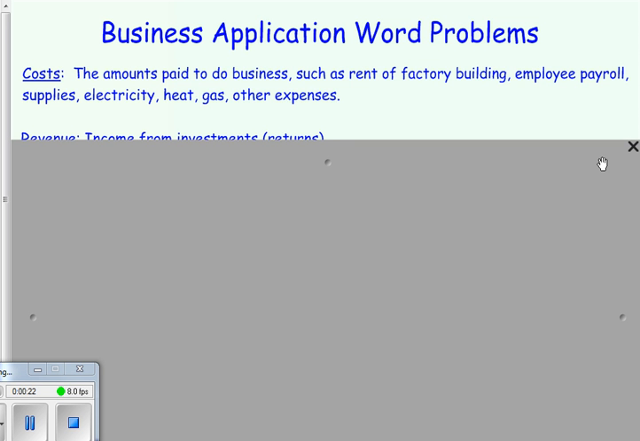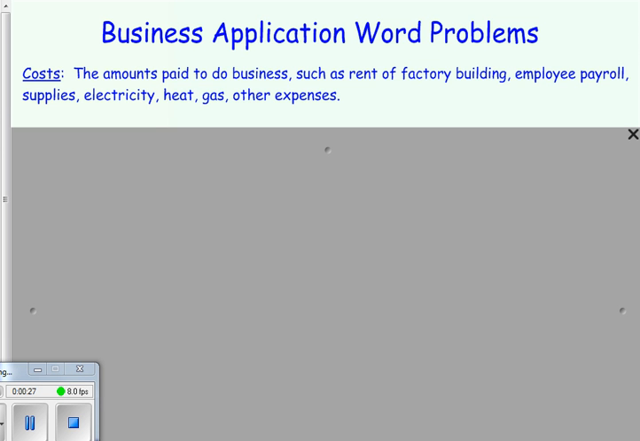So the costs of a business or a company are the amounts paid to do business. So that's rent, payroll for employees, supplies, electricity, heat, gas, and other expenses. When we're doing these problems today, we're going to have two types of costs. One is going to be a fixed cost, which is just the money that you have to pay. Like Minnetonka High School, no matter what, they have to pay for the building, the heat, the electricity, the employees, the teachers' salaries. So those are fixed costs.